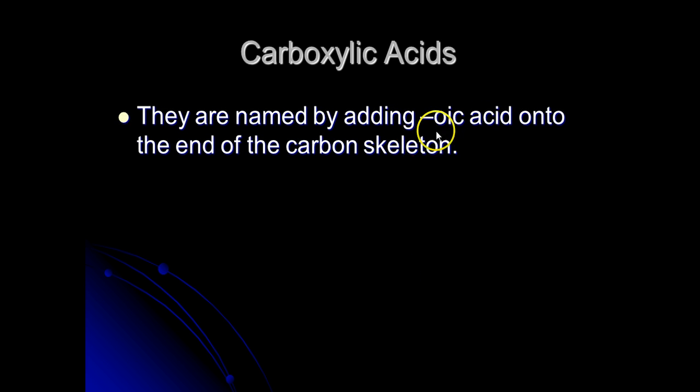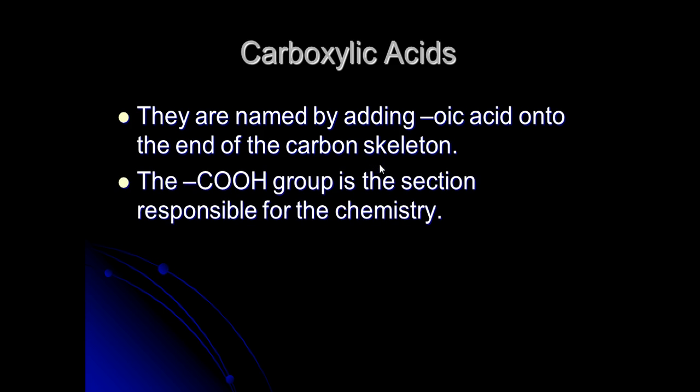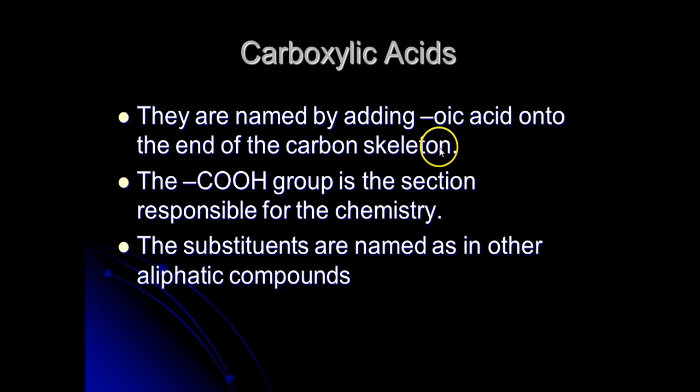You name them by adding oic acid onto the end of your carbon skeleton. So if you have, say, 3 carbon atoms in your carboxylic acid chain, you would call it propanoic acid. And then if you've got any other bits on your carbon chain, you would just add that like you would any other compounds. So if you had a methyl group on carbon number 2, you would say 2-methyl propanoic acid, and the bit with the carboxylic acid group on is always carbon atom number 1, just like it is in an aldehyde. So if you had the carboxylic acid bit on the end, you just count up the carbon chain to where the other groups are.